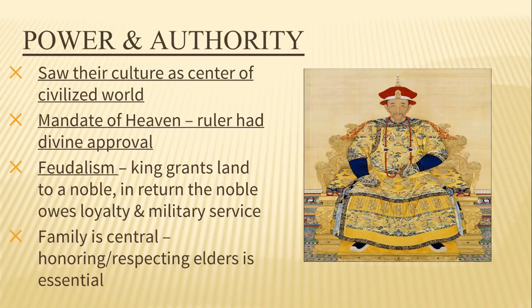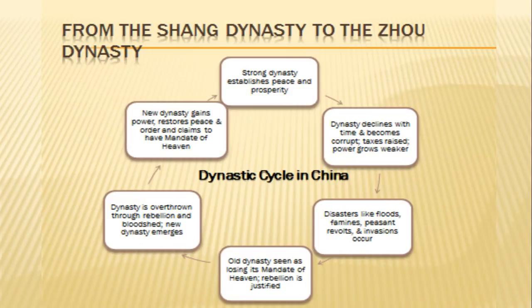Another thing about ancient China is that family is very, very important to them. Respecting your elders is very important. The emperors all will be members of a specific dynasty. A dynasty is when different people from the same family are going to be ruling. So when a king or an emperor dies, his son becomes emperor, and then his son, and so on and so on. And in China, they have this thing called the dynastic cycle, and it goes right along with the mandate of heaven.